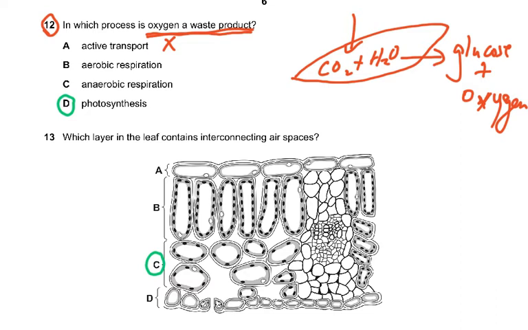That's the waste product. In anaerobic respiration, it depends. If it's in humans, it's lactic acid. If it's in yeast, it's ethanol and carbon dioxide. In photosynthesis, oxygen is the waste product, and that is what is going to diffuse out of the leaf. Don't say move out of the leaf. Please say diffuse out of the leaf.